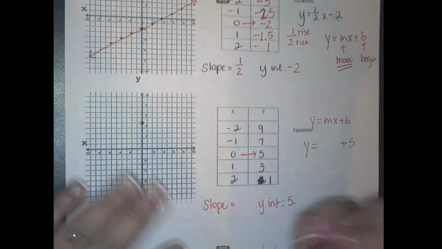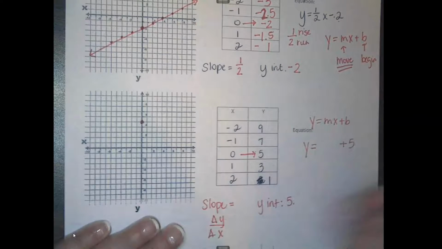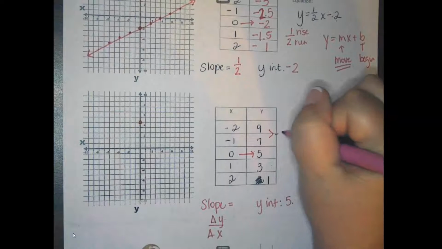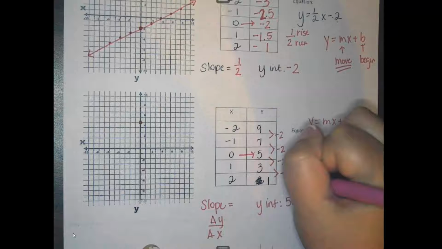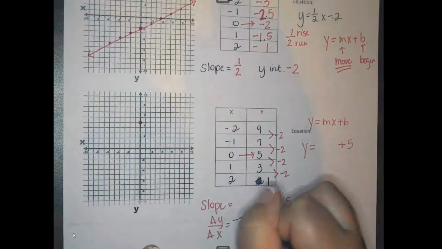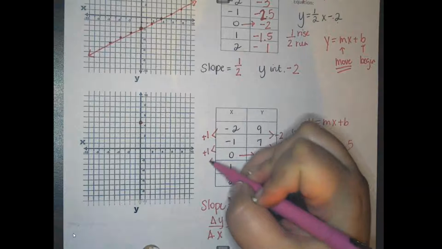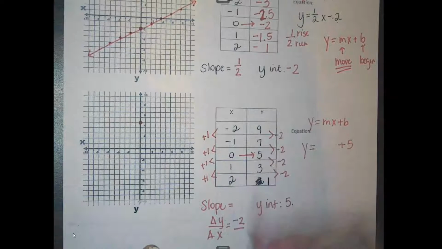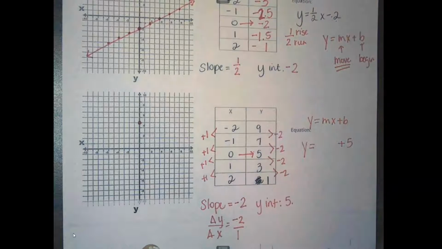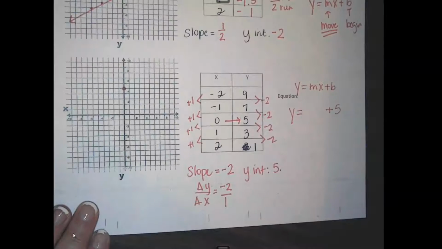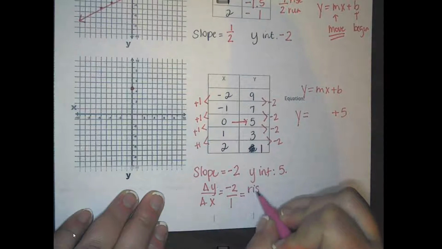For my slope, remember I'm going to look at my change in y over my change in x. So change in y is minus 2, minus 2, minus 2, minus 2. So my change in y is a negative 2. My change in x is a plus 1, plus 1, plus 1, plus 1. Negative 2 divided by 1 is negative 2.